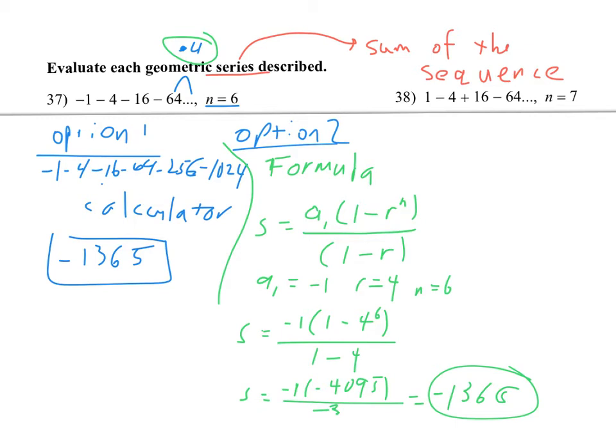So I'm not sure which one of those you thought was easier. Obviously you kind of have to know the formula in order to do that one. Or on the other one, if you have a calculator, you can just add everything up. You kind of need a calculator for either one. So I prefer option one, so I don't have to memorize a formula personally. But like you see, we can get the same answer either way.